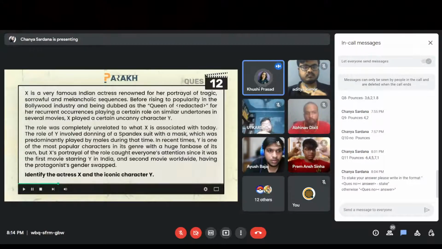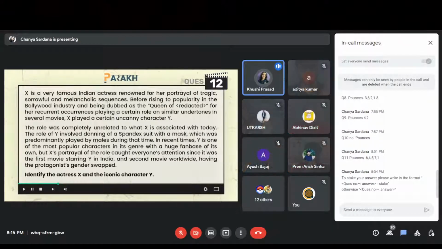The role involved donning of a spandex suit with mask, which was predominantly played by males during that time. In recent times, Y is one of the most popular characters in its genre with a huge fan base of its own, but X's portrayal of the role caught everyone's attention since it was the first movie starring Y in India and second movie worldwide having the protagonist's gender swapped. Identify the actress X and the iconic character Y. Direct for team 2 and the pounce windows are now open.